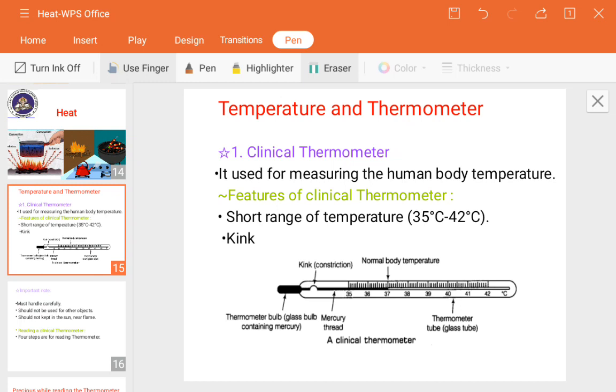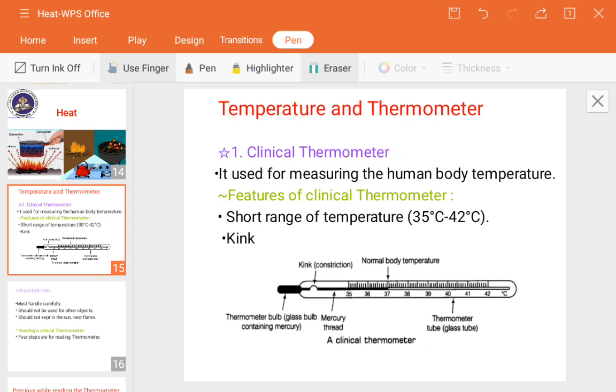There is a very short range of temperature in a clinical thermometer, from 35 degrees Celsius to 42 degrees Celsius. The range is short because the temperature of the human body normally does not go below 35 or above 42 degrees Celsius. So that's why we mostly prefer the clinical thermometer, which ranges from 35 degrees Celsius to 42 degrees, for measuring the human body temperature.